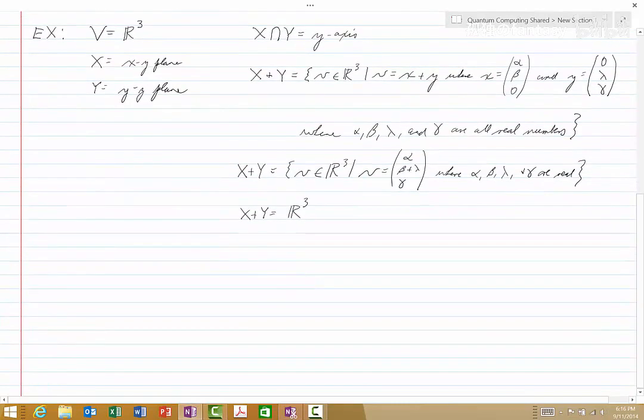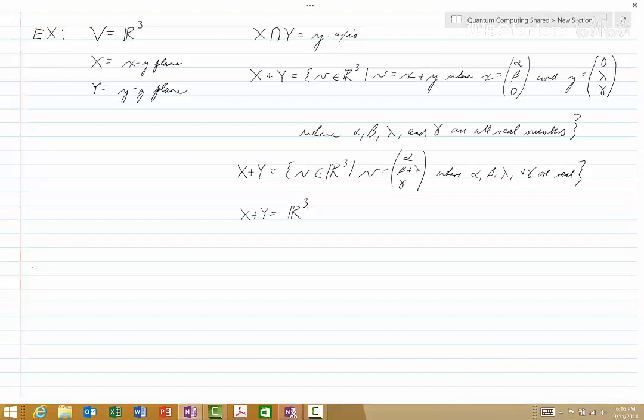Now let's look at another example. We'll call this example 1. And now in example 2, again we'll have V equal to R3. And let's use the same X. So X is equal to the XY plane. And now we'll define Z, which is the Z-axis.